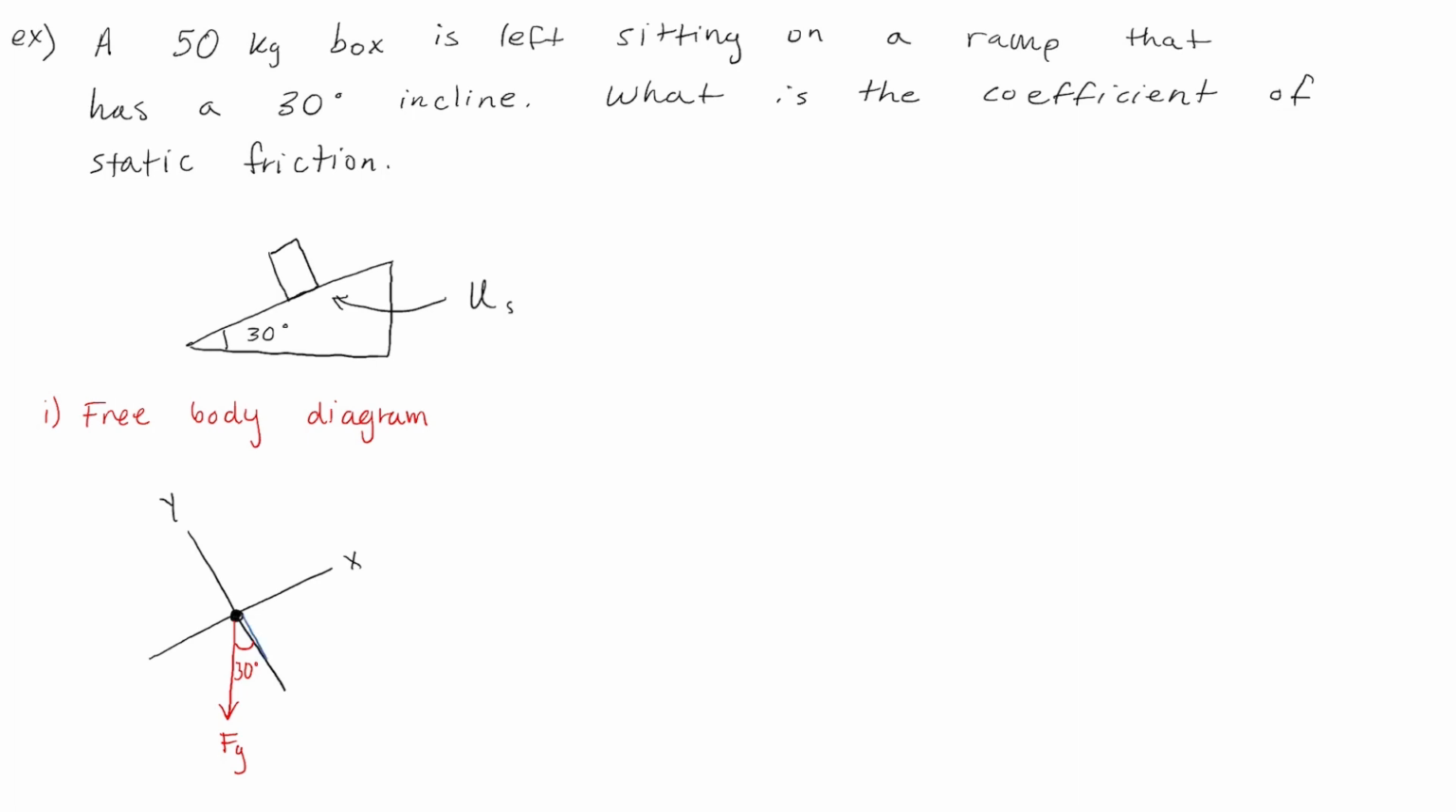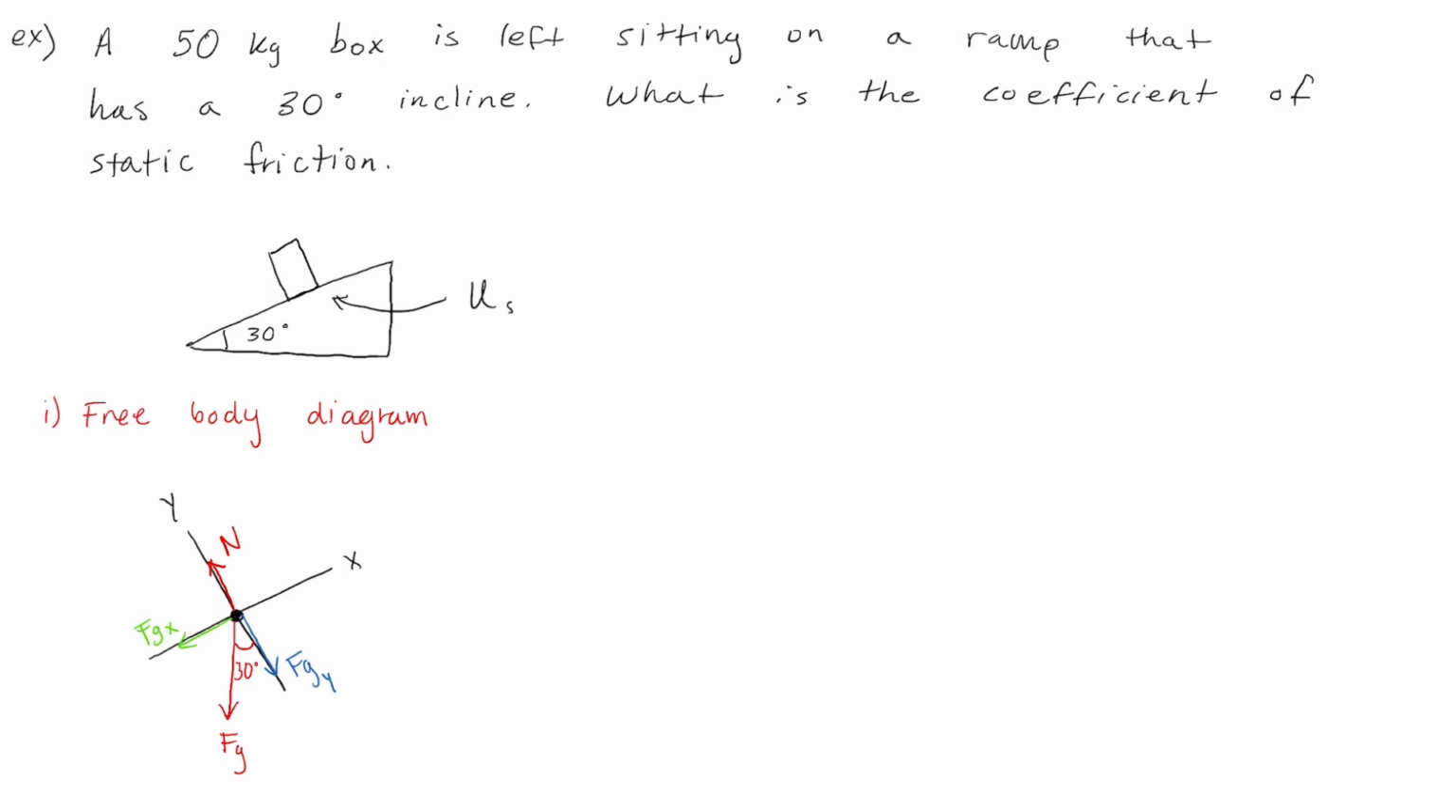And now because the force of gravity vector is at an angle, I can break it up into an x and y component. So we have FGY and FGX. And because the box is on a surface, we also have the normal force, and the normal force is always perpendicular to the surface. And now the final force is static friction.